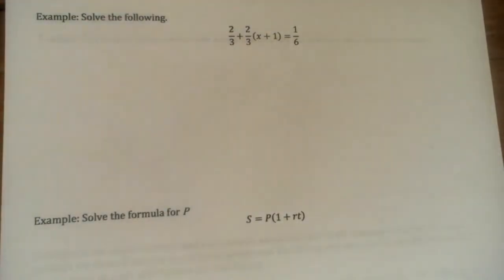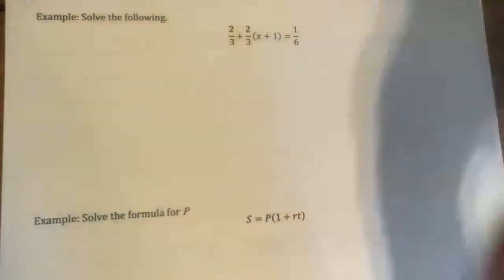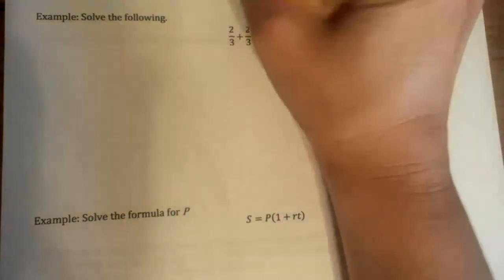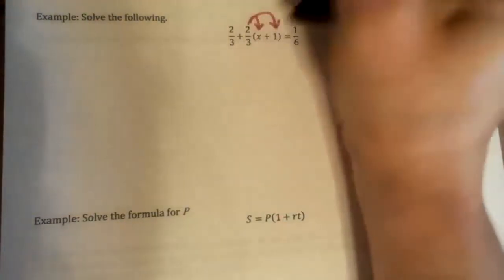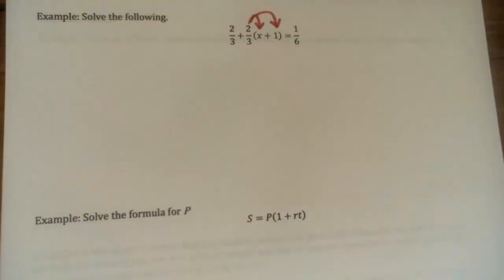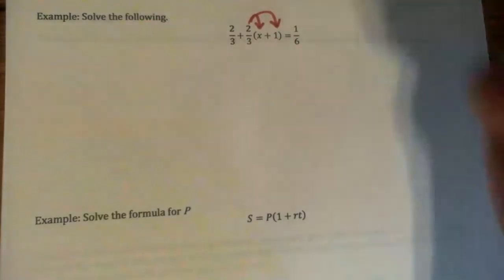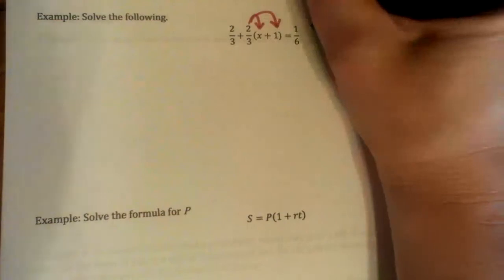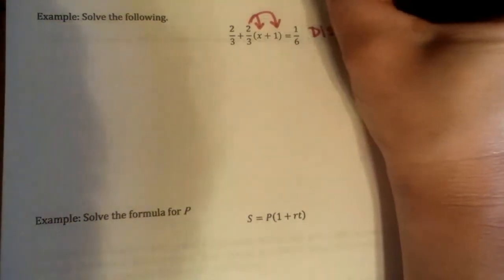2/3 plus 2/3 times (x plus 1) equals 1/6. So just like before, but now we've added on the concept of fractions. So there's parentheses, just like we talked about before. Let's go ahead and distribute those parentheses. So 2/3, positive 2/3 is in front. So let's distribute or multiply it to everything in the parentheses, the x and the 1. So let's distribute.